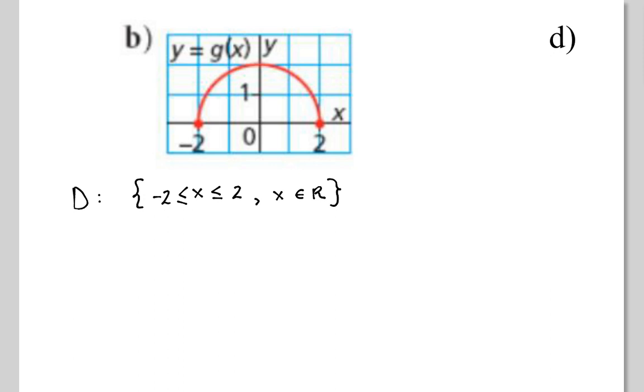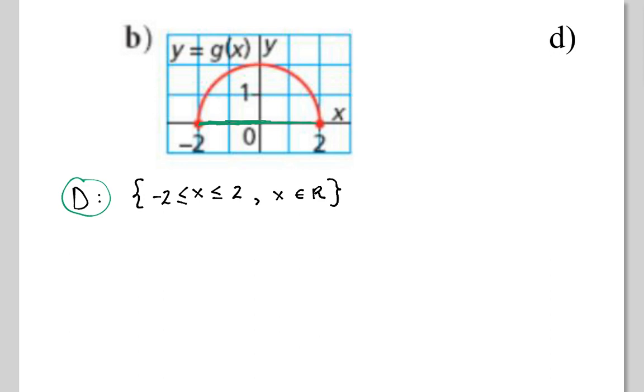So I want you to think about, if I was to shade with a pencil crayon, let me shade with green, you would shade this way. Would you agree? Because the graph can take on all the x values between -2 and 2. Does it have x values beyond -2 and 2? Is there any graph over here? So these are the only acceptable domain values, the x values.